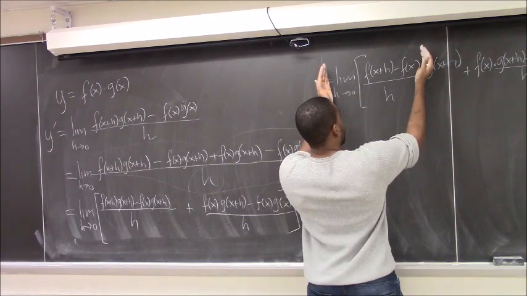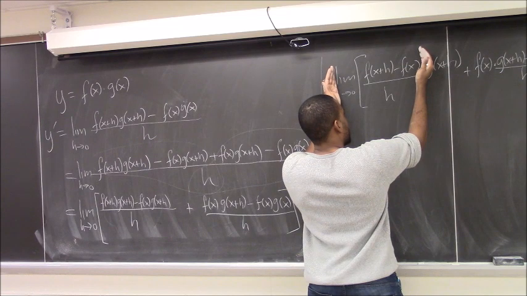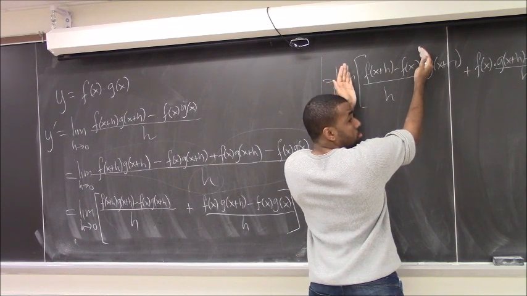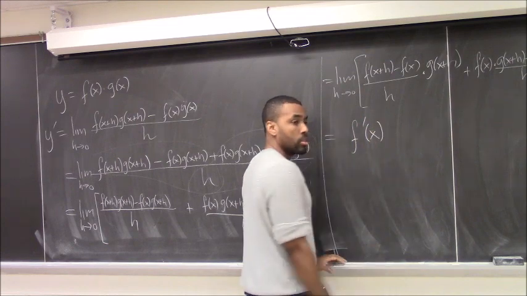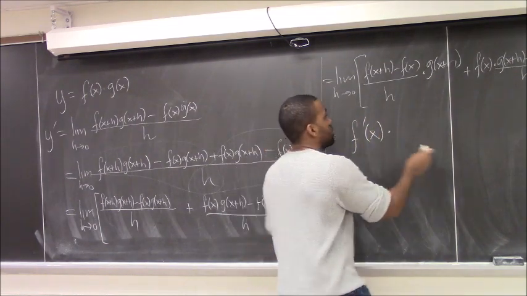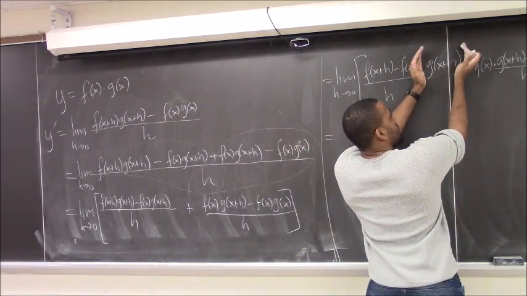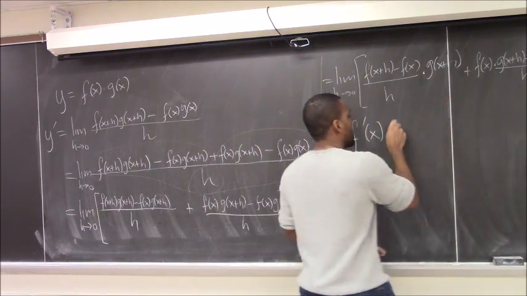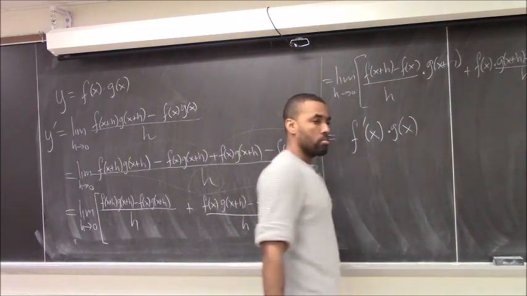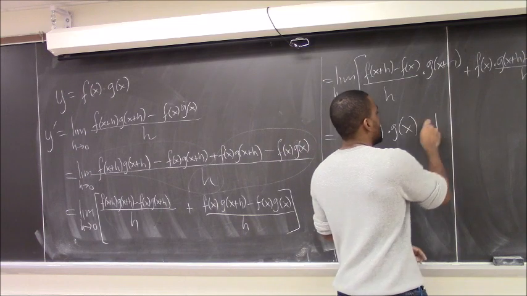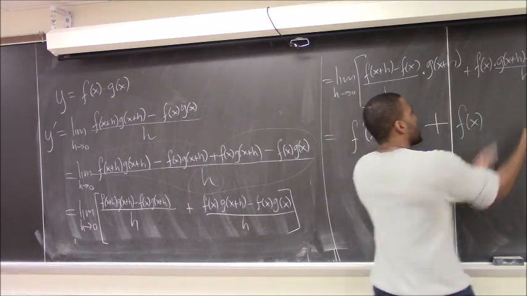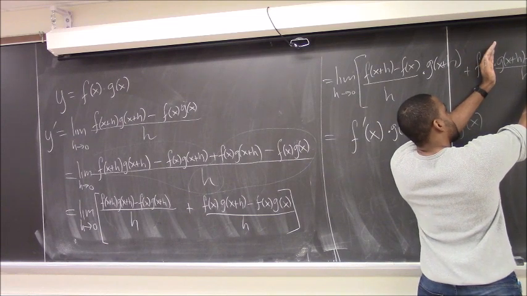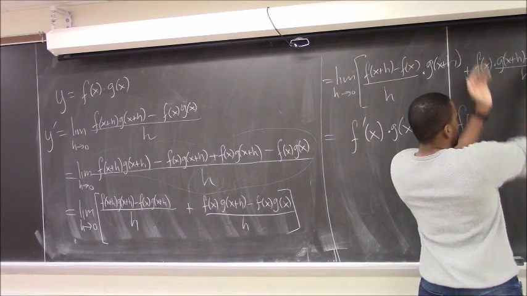What's the limit as h approaches 0 of f of x plus h minus f of x over h? F prime. That's the derivative. Times the limit of g of x plus h as h approaches 0, well that's just g of x, just plug in h equals 0. Plus, well that's just f of x, nothing to do there. What is the limit as h approaches 0 of g of x plus h minus g of x over h? G prime. That's g prime.